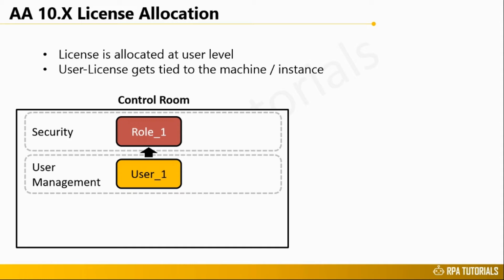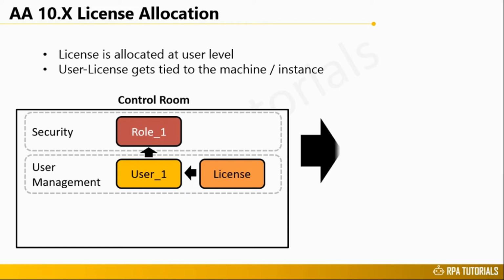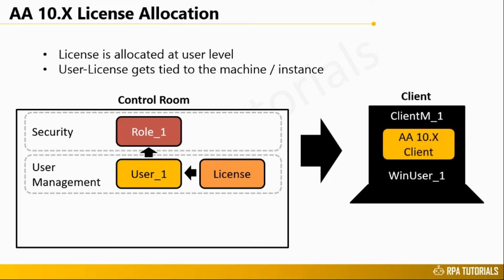During user creation you can choose to create the user as a licensed user or a non-licensed user. If you create a licensed user, you will have to choose which license you want to allocate to the user, development or runtime. Once you have created the user in the control room and assigned it a license, now go to the client machine where your Automation Anywhere client application is installed.